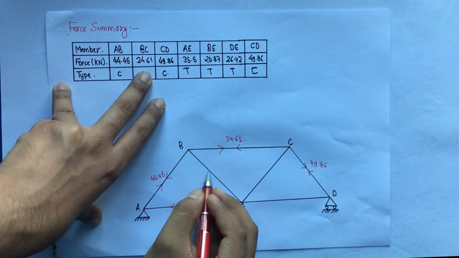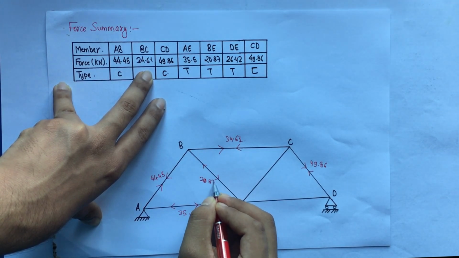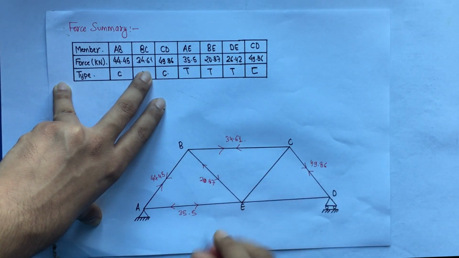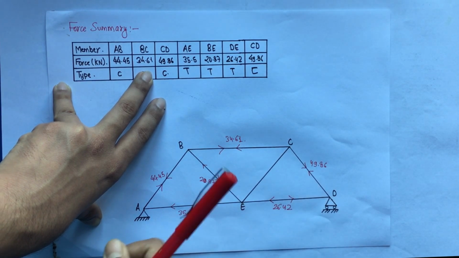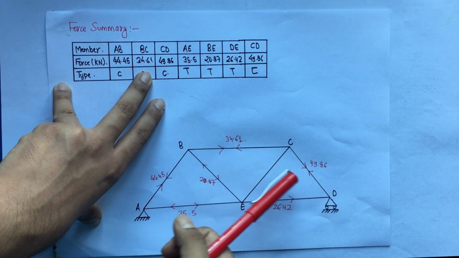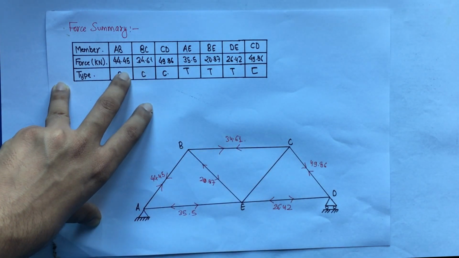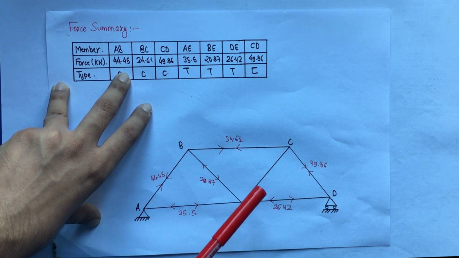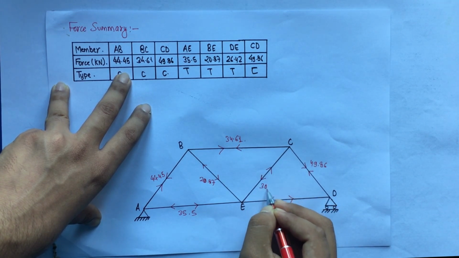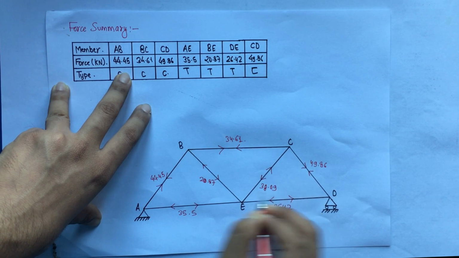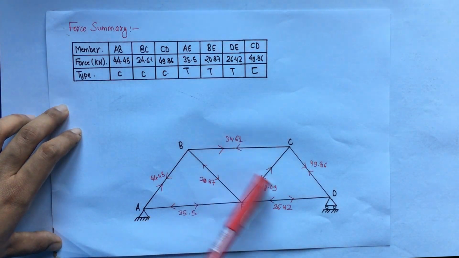BE, tension, 20.87. DE, this is tension, 26.42. And finally CD member is already done, so we have left CE. So this should be CE, and the member force for CE is 38.09, that was also tension, 38.09. I made a mistake over here, just put CE 38.09 and that will be a tension force.